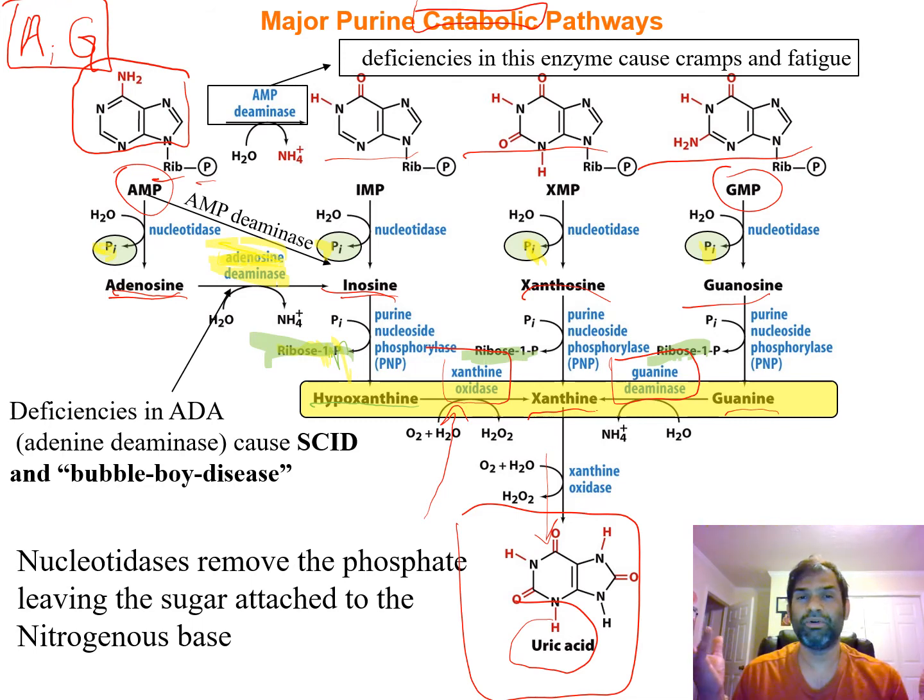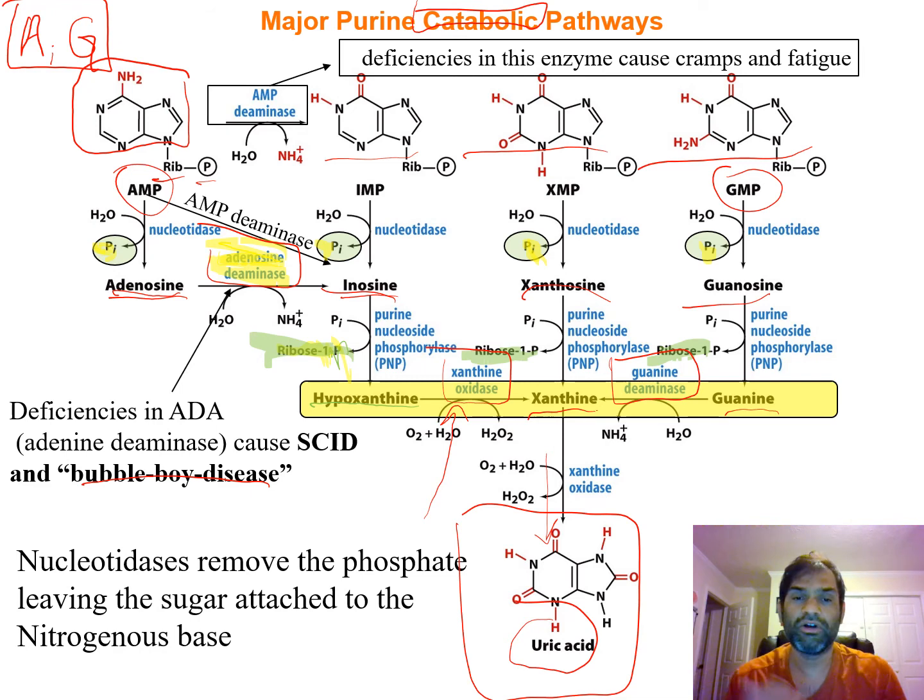Remember, it's just as important to build, but it's also equally important to metabolize and break these down so that they can be salvaged or taken into other parts of the cell or to other pathways. Well, bubble boy disease is a disease. A lot of research went on this particular boy. He grew up in the 1970s, and the adenosine deaminase was deficient.